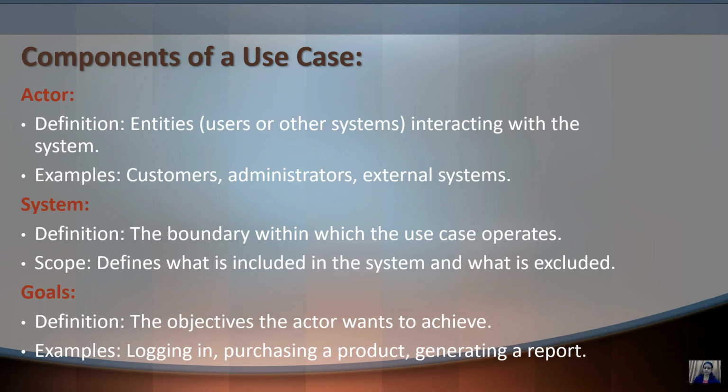Next, coming to the system. The system is a boundary within which the use case operates, because the use case is the interaction with the system. So what is the scope of this system? It defines what is included in the system and what is excluded, that is, out of the system. Next come the goals. The objective the actor wants to achieve is the goal. As we said in the definition, a use case is the interaction with the system to achieve the specific goal. So these goals refer to the objective the actor wants to achieve. For example, logging in, purchasing a product, generating a report.